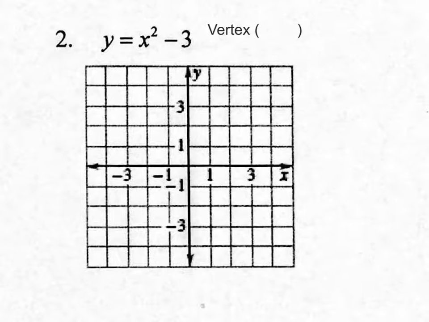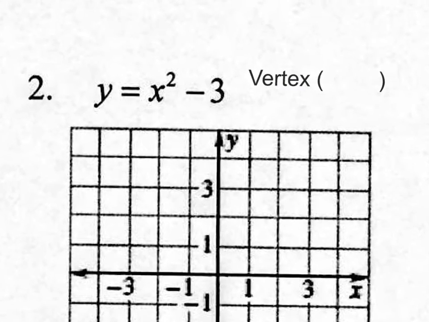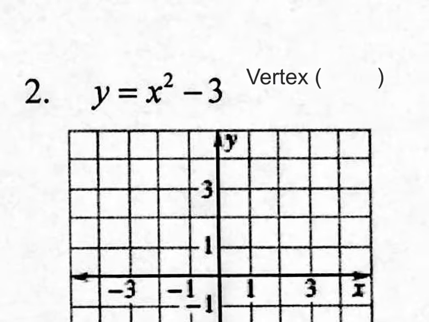the way to find that vertex is negative b over 2a, and when you think about it, there is no b value. Remember, standard form is this: ax squared plus bx plus c. Okay, so we do have an a value of 1 because that's an x squared. There is no bx, so the b would technically be 0, and the c value is negative 3.